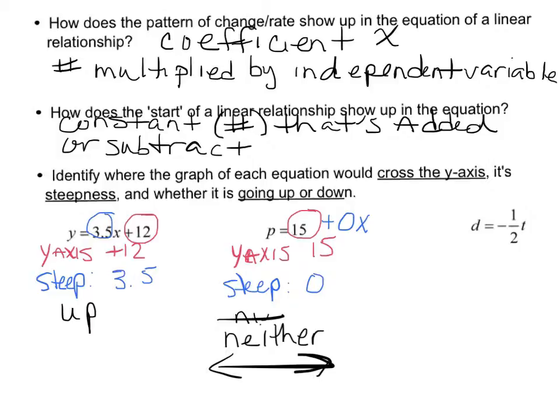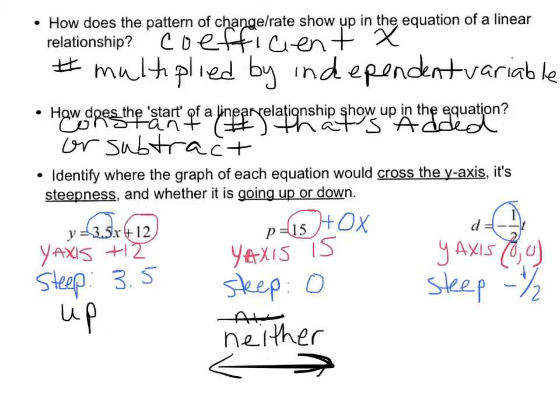All right, d equals negative 1/2 t. Where will I be crossing the y-axis? Well, nothing is being added or subtracted, which means I'm going to cross the y-axis at 0, or in other words, the origin. Hopefully you recognize this equation as a proportional relationship, and you knew that a proportional relationship would be going through the origin. Okay, let's look at its steepness. How steep is this graph going to be? Steepness is the rate, is the coefficient, so our steepness is negative 1/2.